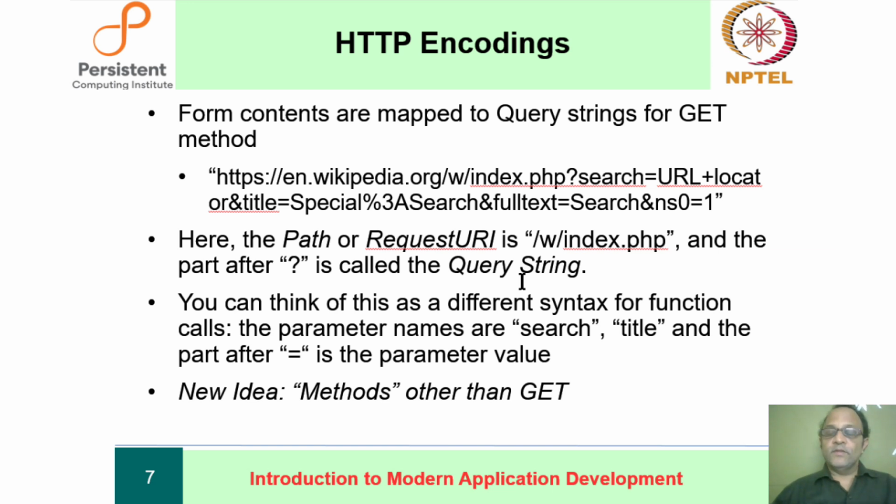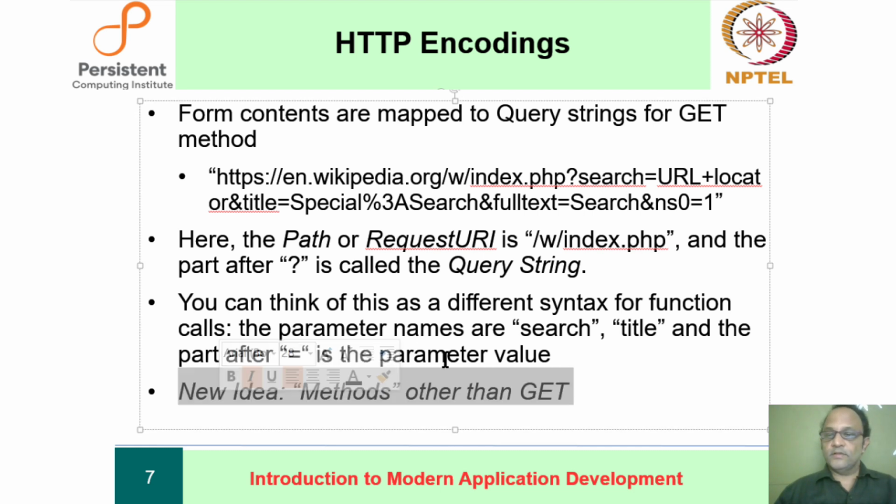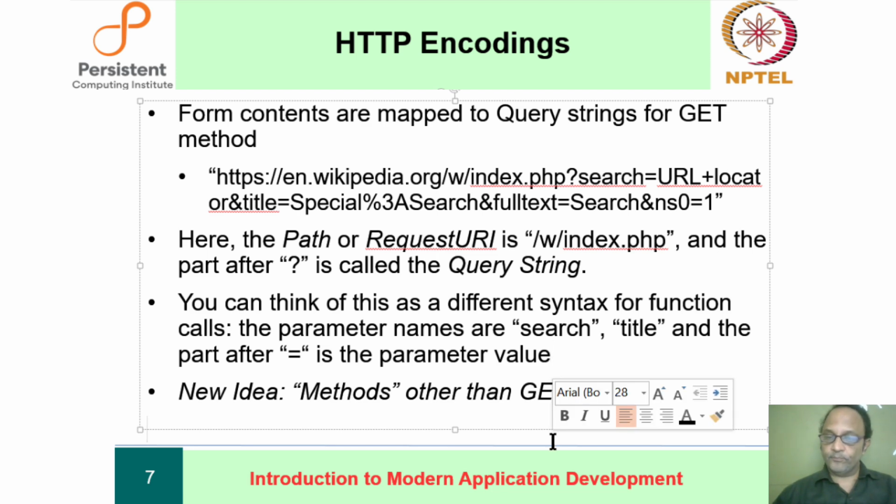Okay, next thing we understood last time was that form contents are mapped into query strings, but that is what happens for what is called the get method. And what this exactly means is what we are going to discuss this time. As we saw last time, we have a query string, and also you can think of this as a kind of different syntax for a function call. But the new idea this time is that there are methods other than just the get method that we normally saw last time.